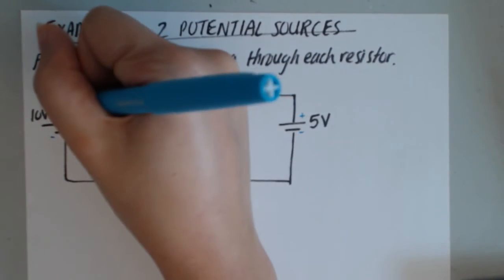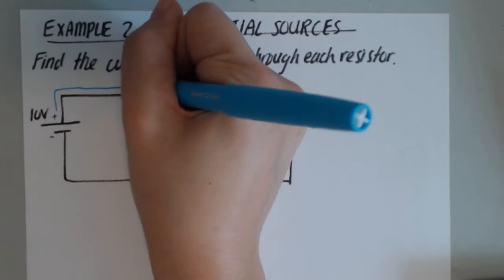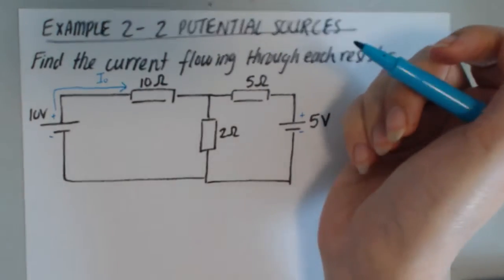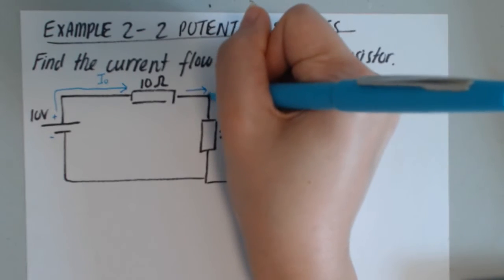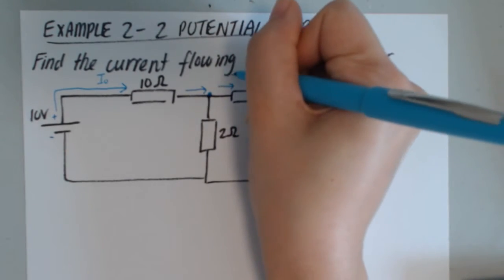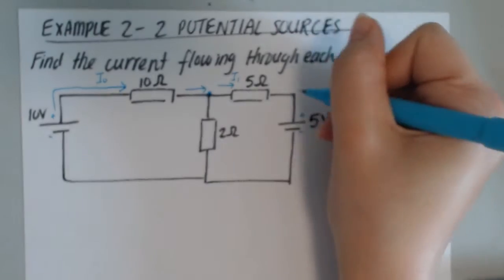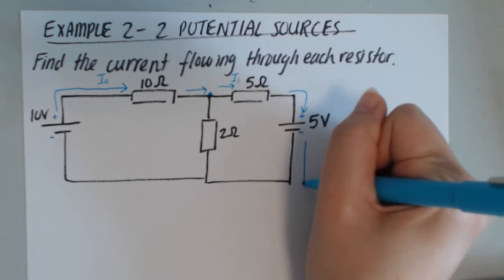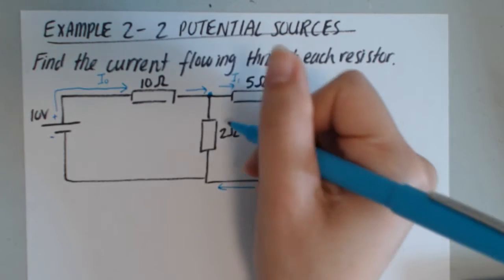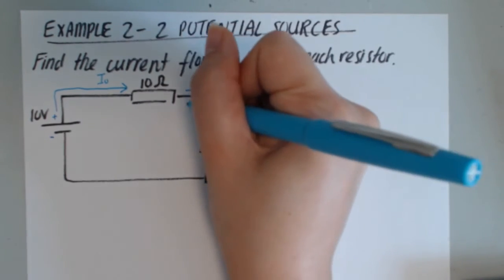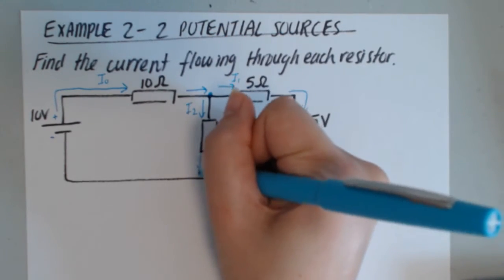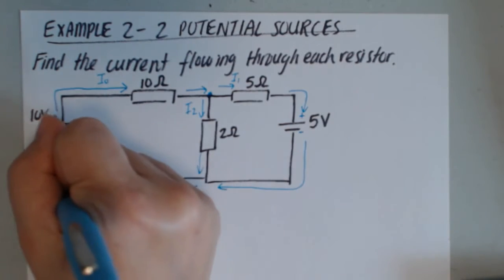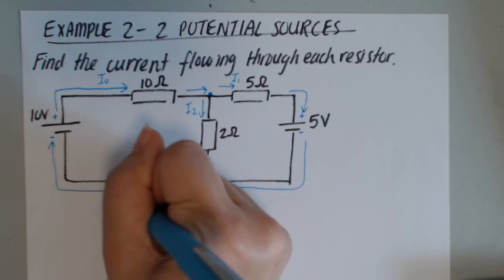If I start from the 10 volts, my current is going to come out of here, so we'll call that I0. I0 is going to go through the 10 ohm resistor, get to the first junction, and split. So I1 will continue on through the 5 ohm resistor and the 5 volt battery, and it will come to this junction where it will meet the other portion of the current that split, which was I2. So I1 and I2 merge, forming I0 once again and heading back to the battery.